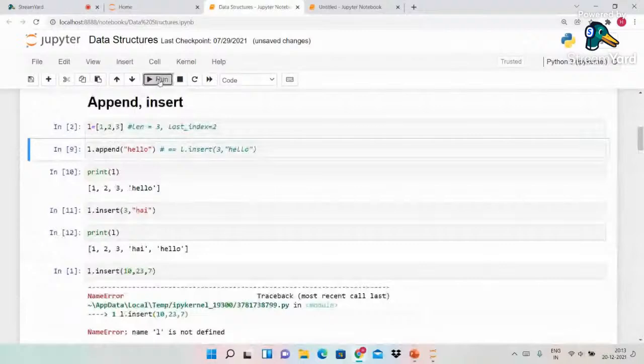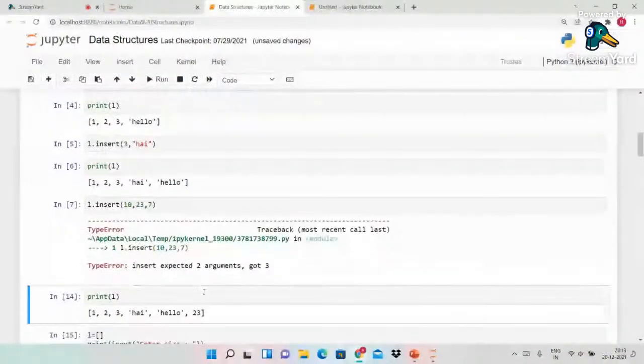Okay, can you see, Miss? Okay, Birappa, can you see this?